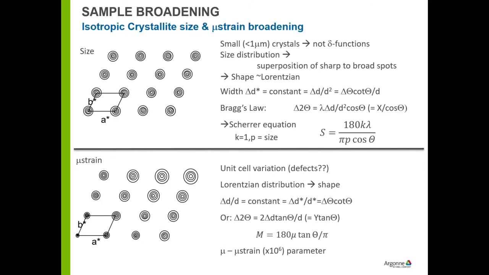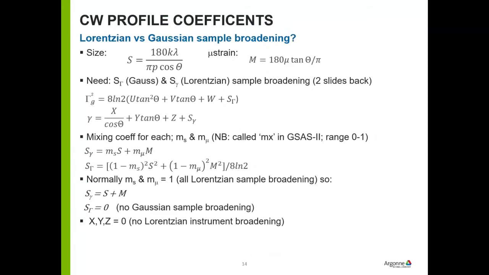Now, why do you get Lorentzians? Well, it's because, for example, with particle size, you don't have all the same size particles. There's a range of particle sizes. Small ones will tend to give you broad lines. Large ones will give you small, sharp lines. And when you add all these up, the resultant is a Lorentzian line shape. Okay? The same sort of argument can be made about microstrain, in that some crystals have a lot of microstrain, some of them have very little microstrain, and the superposition of these broadenings gives you a Lorentzian line shape.